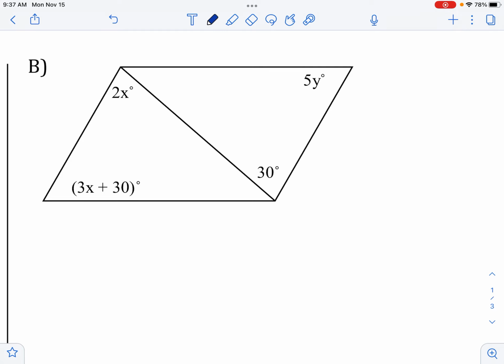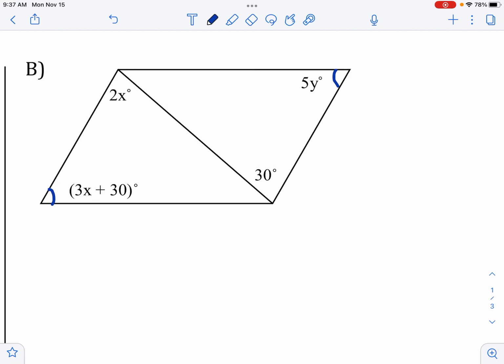All right, so first thing that I notice is that I have alternate interior angles that are congruent and opposite angles that are congruent. Let's say I notice opposite angles are congruent first. Once again, notice here you have a 3x plus 30 is equal to 5y, and I can't solve that right now. So I also notice that I have alternate interior angles congruent. So I'm going to start by doing 2x is equal to 30. Divide by 2. And I have x is 15.